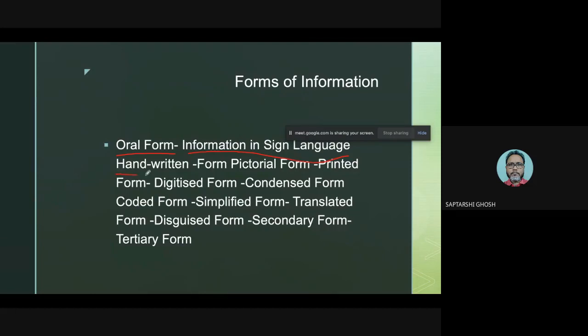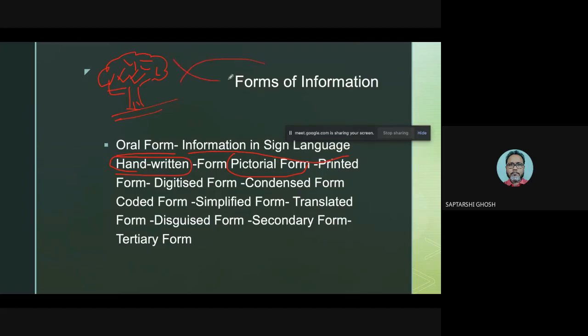Handwritten forms of information. You can write in pictorial form. You can draw pictures, pictorial form. See, one pictorial form I can show you. So the pictorial form of information. What is this? A tree. So you got that one, a tree. So this is the pictorial form.